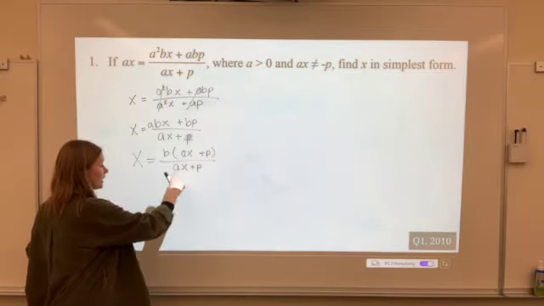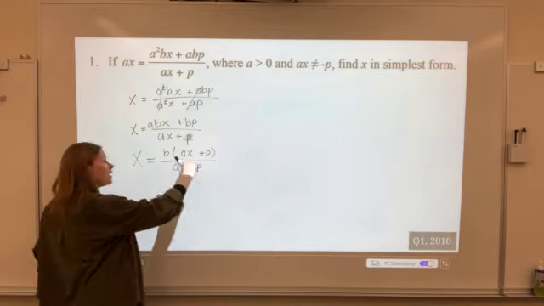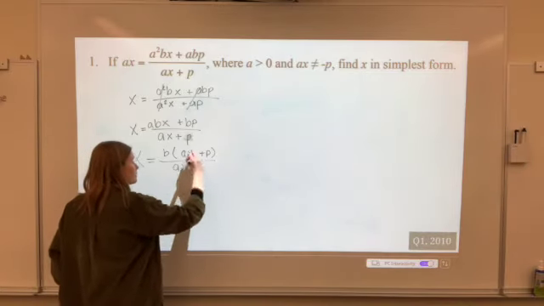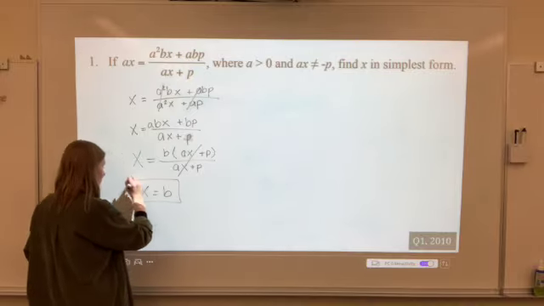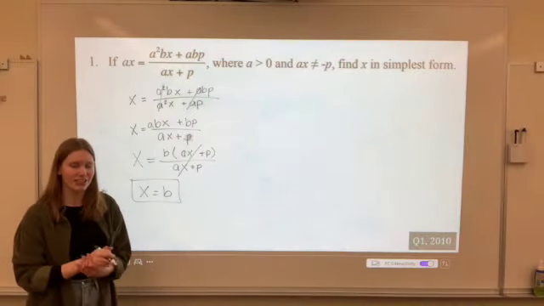Look at that. We can cancel our ax plus p factor down here and our ax plus p factor up here. Cancel them out and we get x is equal to b. That is fully simplified, and that is our final answer.